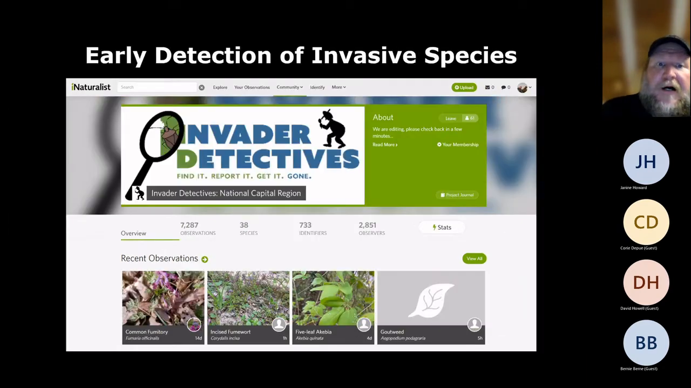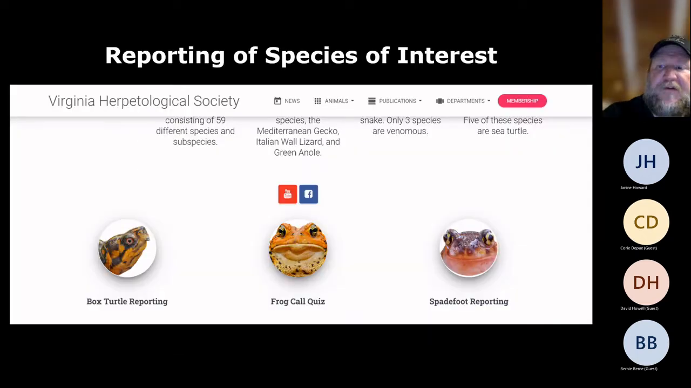Sometimes these projects or similar projects can be really important for early detection of invasive species. It can be as simple as keeping an eye out for certain kinds of plants or bugs, or even fish or birds that are starting to pop up, and reporting them if you see them. It can also be similar for species that are of interest, species that might be vulnerable or threatened or endangered, or species that are in decline. If you see them, please report them.